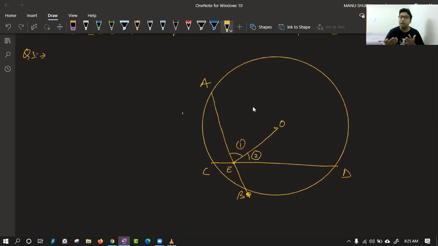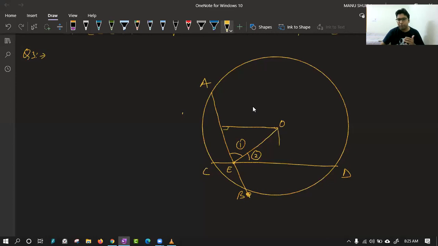So class, what is the thought process that you are having? How can we prove angle 1 equal to angle 2? Class, can you visualize a triangle? Yes, Utkarsh, very good. Class, can you visualize a triangle over here? Because the chords are equal, we can draw two perpendiculars which will also be equal by the theorem.